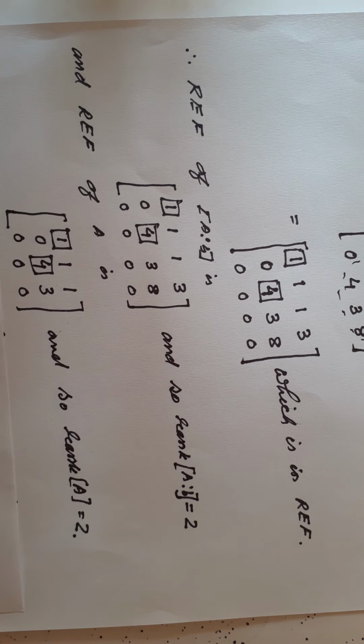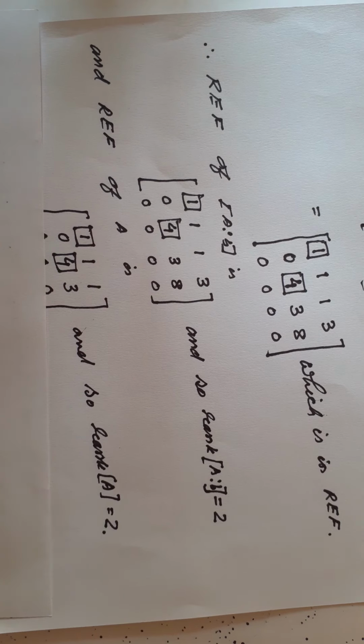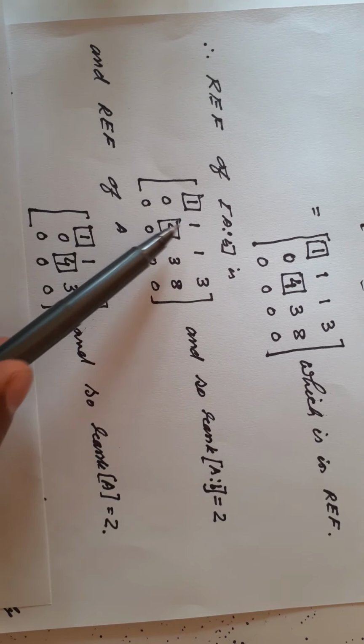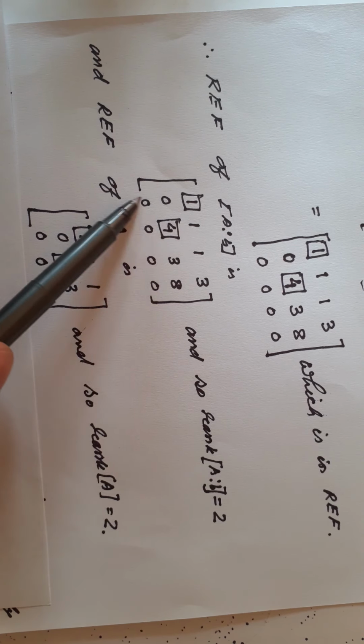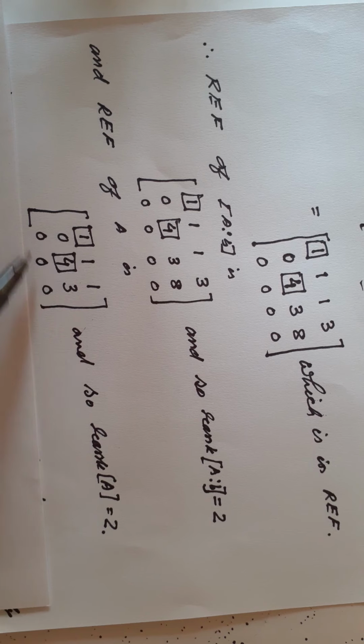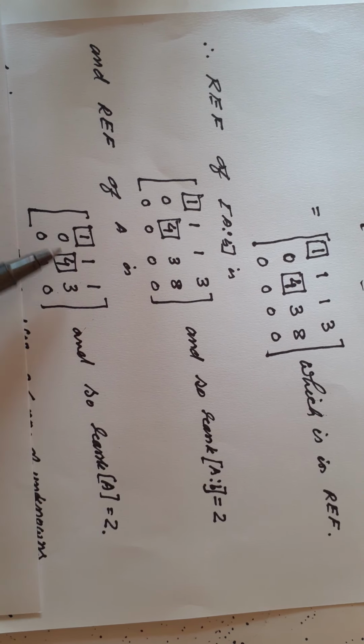Similarly, the row echelon form of A is obtained from the row echelon form of AB by taking the first 3 columns. So here the first 3 columns we are taking: 1, 0, 0, 1, 4, 0, 1, 3, 0, and this gives you the row echelon form of A. Here also you observe 2 non-zero rows. So rank of A is 2.